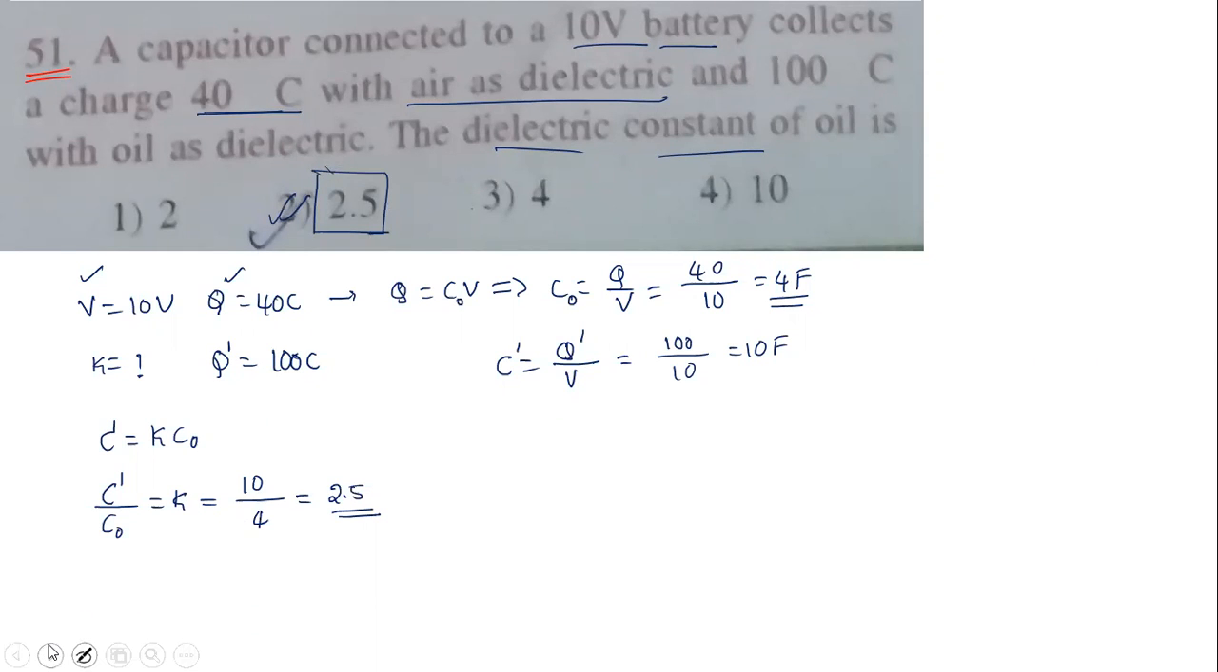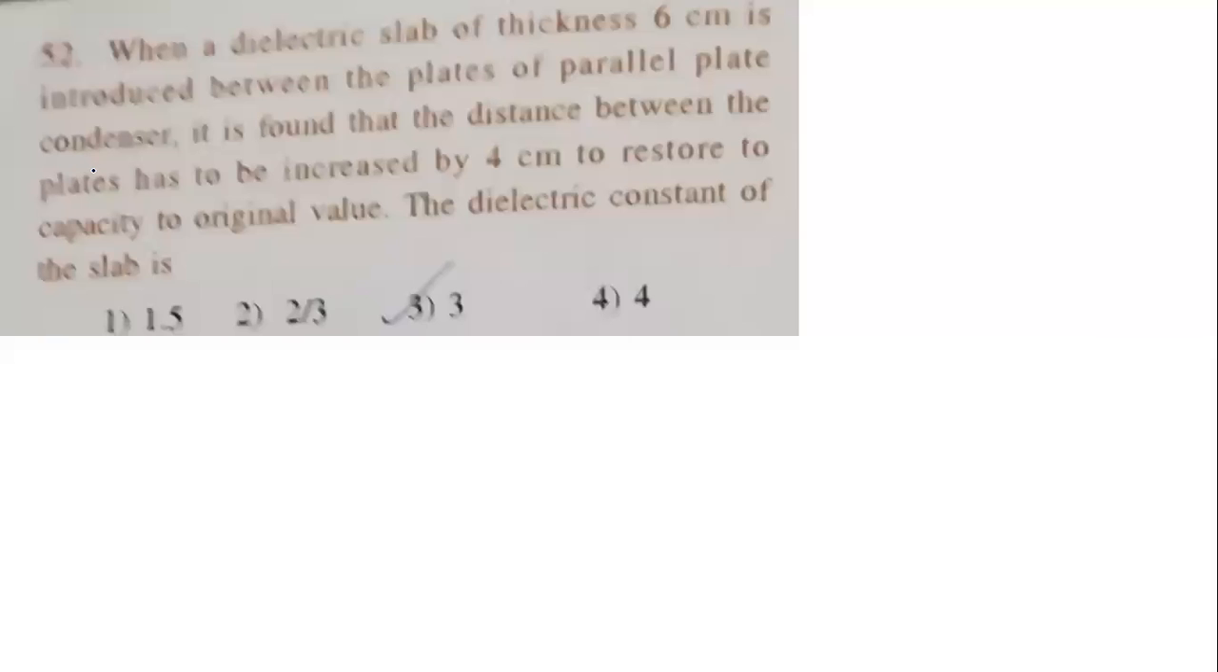Question number 52 is saying that a dielectric slab of thickness 6 centimeter is introduced between the plates of a parallel plate capacitor or condenser. It is found that the distance between the plates has to be increased by 4 times to restore the capacity of the original capacitor. That you need to remember. We need to restore the original capacity, so we are going to increase the distance by 4 centimeter.